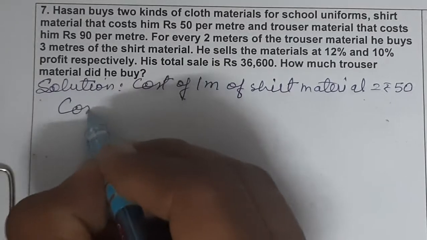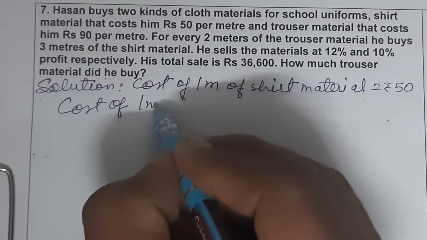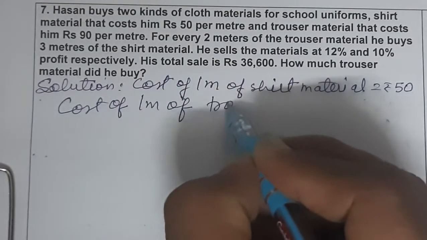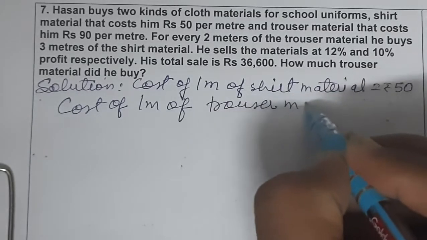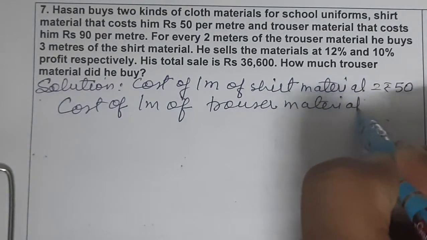And trouser material that costs rupees 90 per meter. And cost of 1 meter of trouser material. This is given to us. Trouser material, rupees 90.